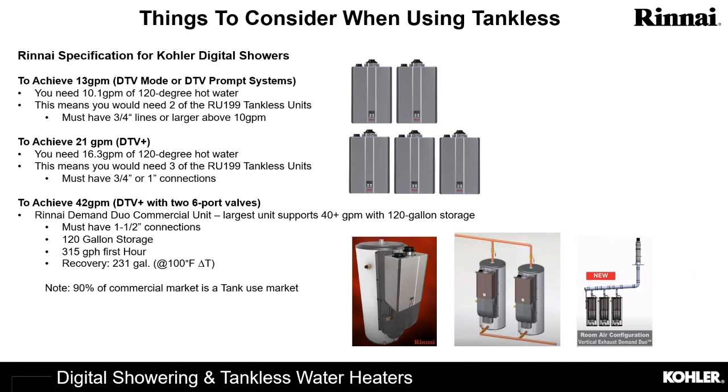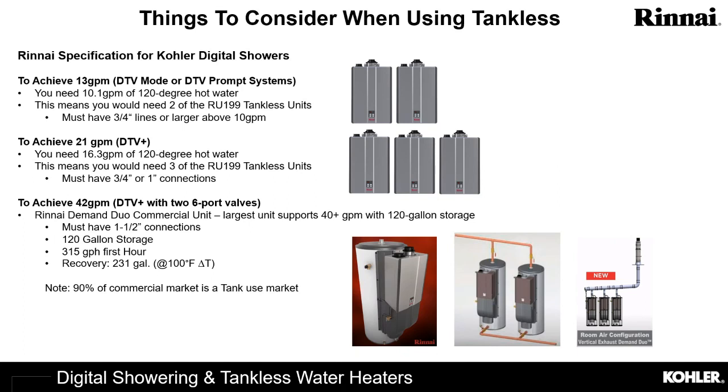So what we did is we also looked at a couple of our setups, and we're going to talk a little bit more about this as we get to larger setups with DTV Plus. But from a basic setup, our DTV Mode, our DTV Prompt, as well as when we get into DTV Plus, adding multiple valves together to give you higher flow, there are some requirements based on total GPM. Our friends at Rinnai and I put together some great options here to cover a 13 GPM shower, our DTV Prompt. You'll need 2 of their individual RU199 tankless units to maximize that experience. You must have 3/4 inch lines that'll give you that larger flow. Anything smaller off those units reduces the amount of flow.